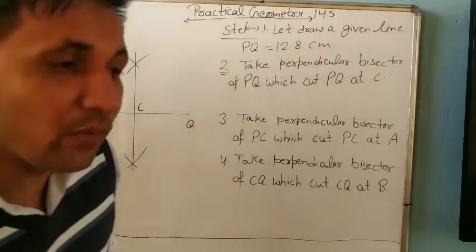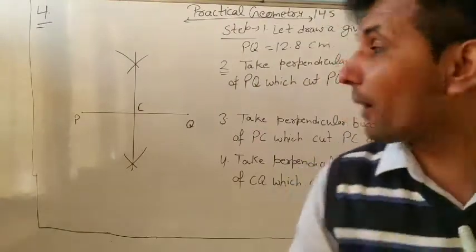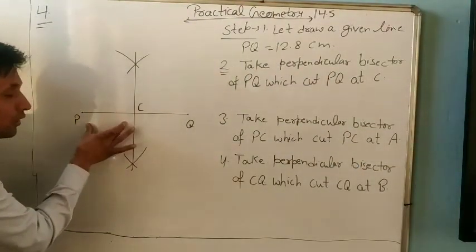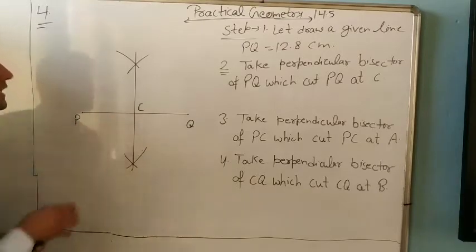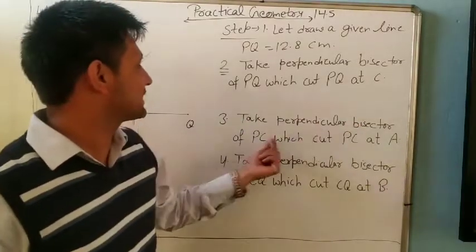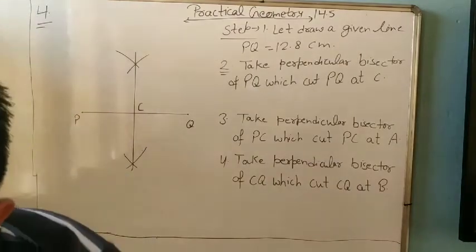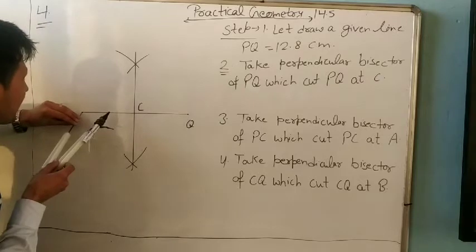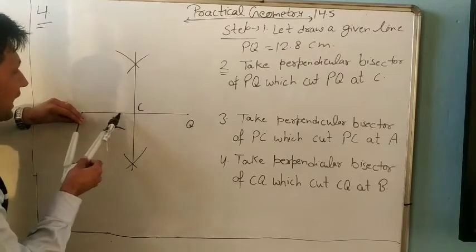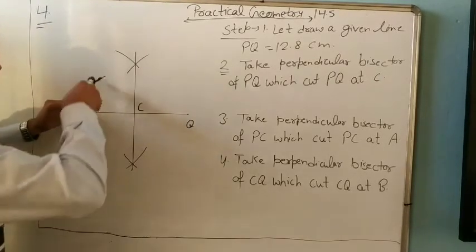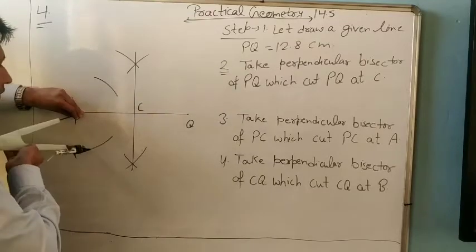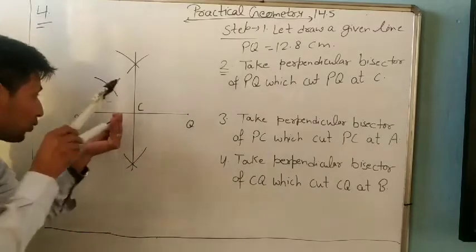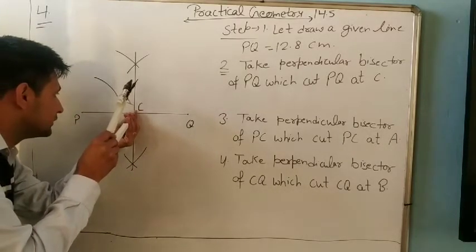But we want to divide it into 4 equal parts, and so far it is 2 equal parts. So now again we will take the perpendicular bisector of PC. If you want to take the perpendicular bisector of PC, open the compass more than half of PC. Yes, more than half of PC. Now we are taking the perpendicular bisector of PC. Put the pointer at C.